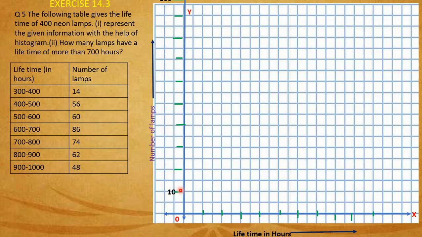Now observe that the frequency is given. Yes, we observe and understand that if we represent 1 unit as 10 lamps, then easily we can represent all these frequencies on the graph. So we take 1 unit like this, and on the x-axis also we have to take 1 unit as 300, then next is 400, 500, 600, 700 and so on.